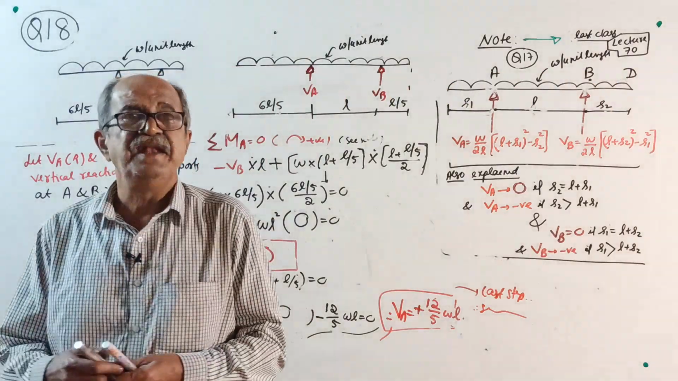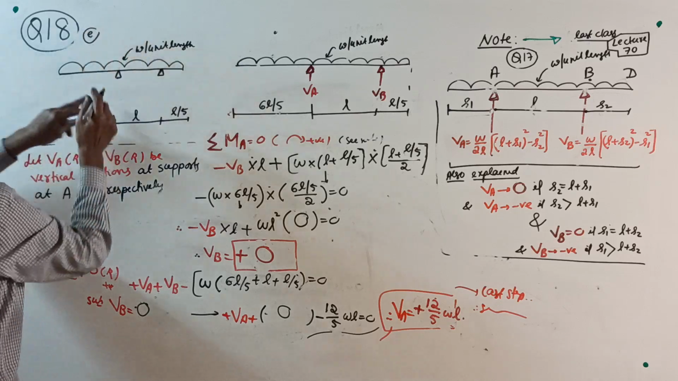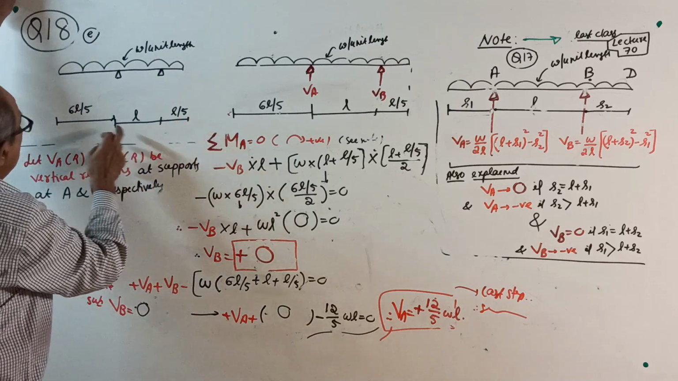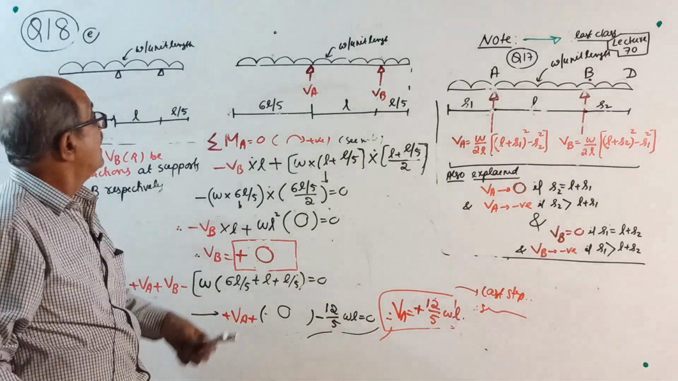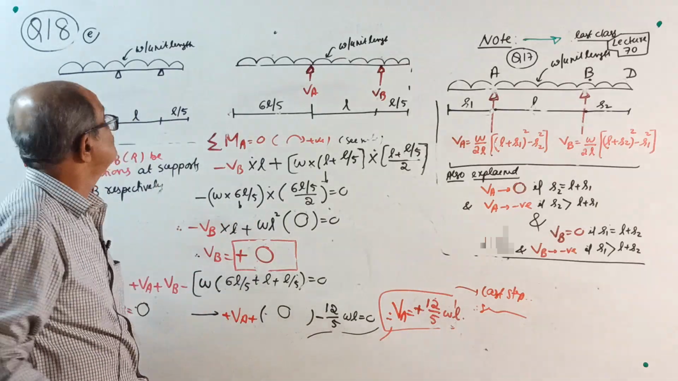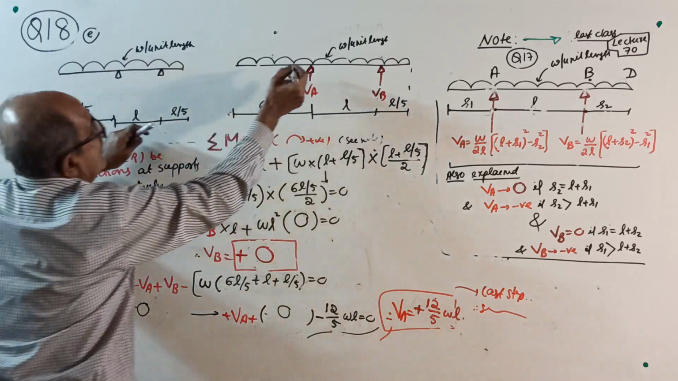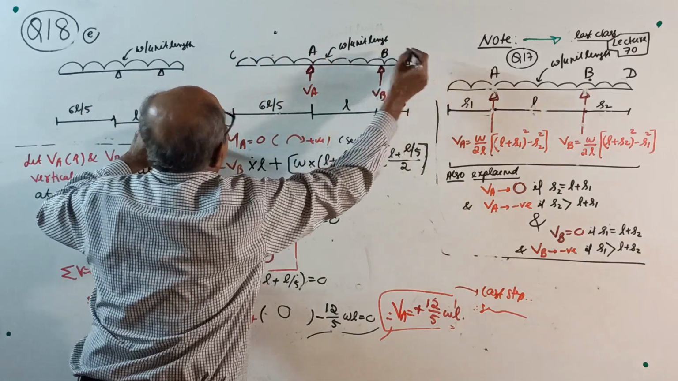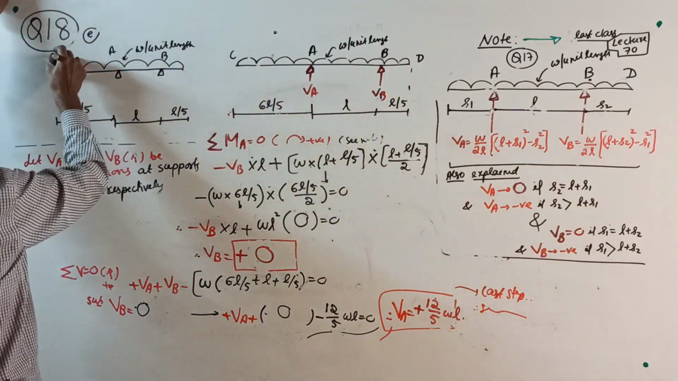Question number 18E. Now, I will tell, for the beam shown in figure, see, span is L, this is L by 5, this is little more than L. You remember, make a note. Right now I will tell you something. My purpose, see, this is ABCD. I forgot to write ABCD last time.